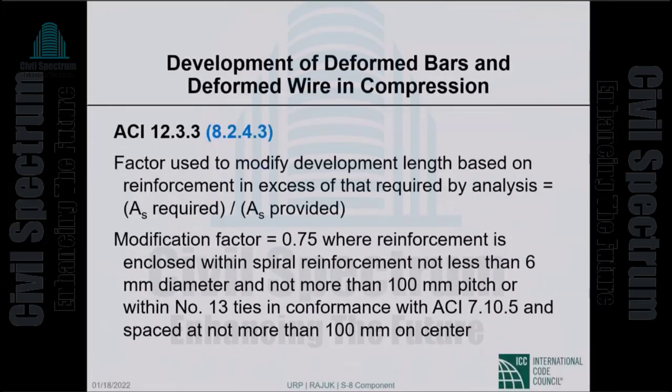The factors that we can apply are factors that apply to the required L sub DC that you saw on the previous page. Factor used to modify development length based on reinforcement in excess of that required by analysis. So the same excess reinforcement factor, and modification factor of 0.75 where reinforcement is enclosed within spiral reinforcement, not less than 6 millimeter diameter, not more than 100 millimeter pitch.